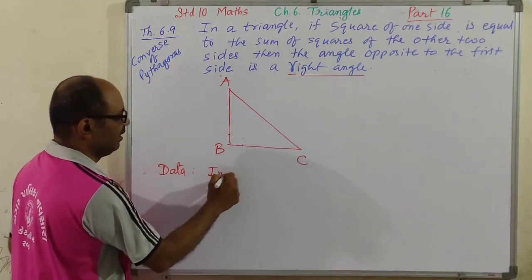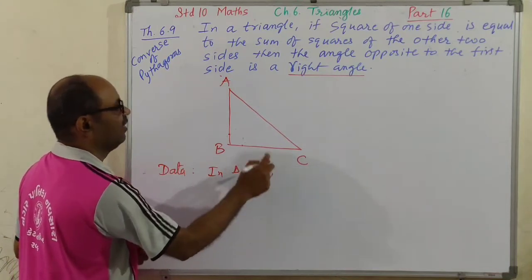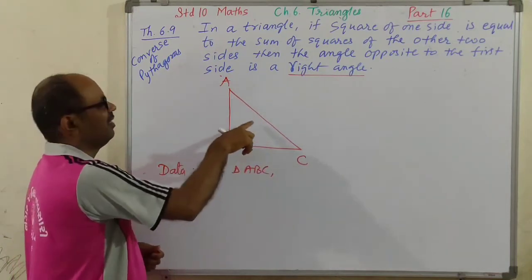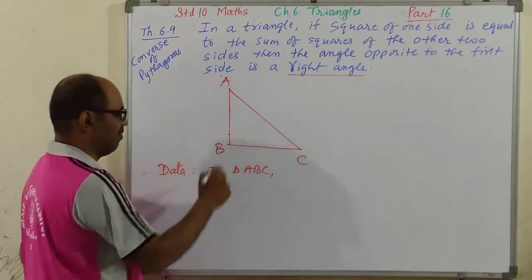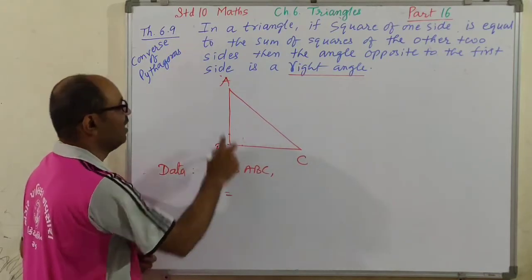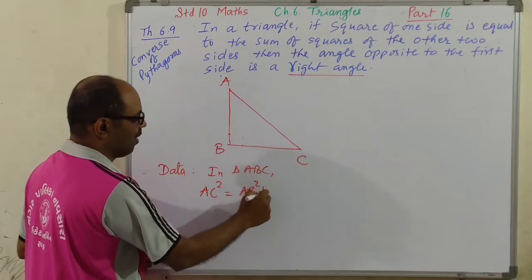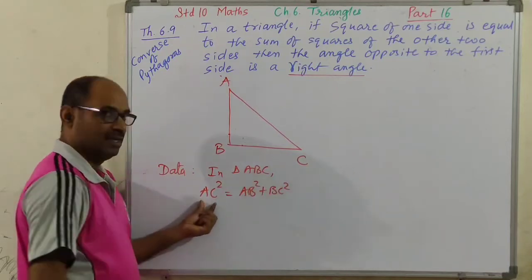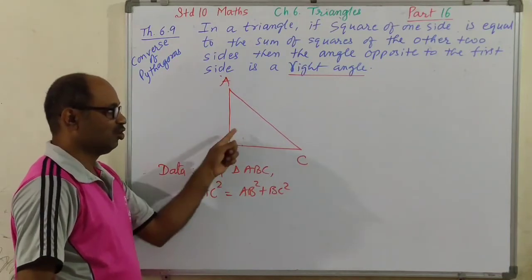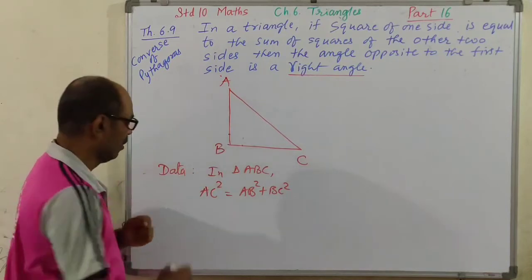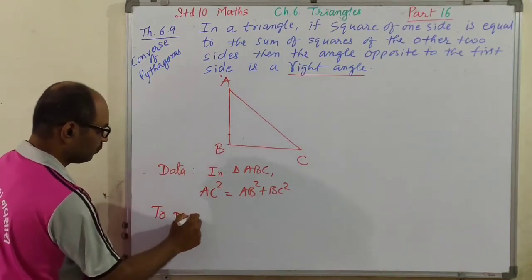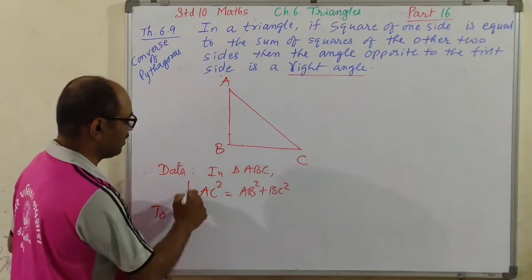Data: in triangle ABC. I have to prove angle B is a right angle, so the side opposite to it, AC square, is equal to AB square plus BC square. That first side should be opposite to that right angle. To prove: come on, which is the first side?